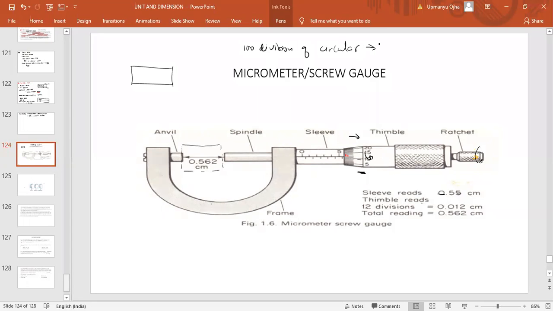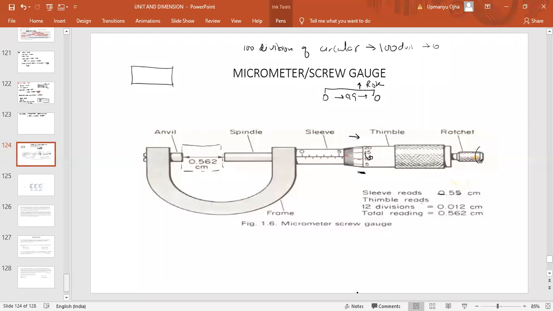It is divided into 100 divisions, which means if you completely rotate this circular scale, how many divisions should rotate? 100 divisions. So after 100 divisions, again the reading will come as 0. The reading will start from 0 and go up to 99, and from 99 to 100 it becomes again 0, which means it has completed one complete rotation.